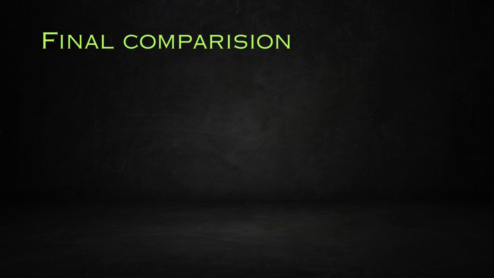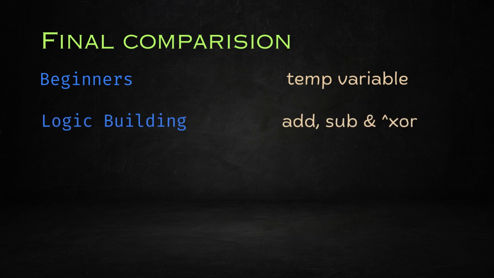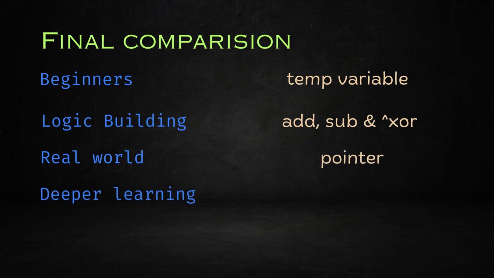So which method should you use? For beginners, using a temporary variable is the best. For logic building, addition, subtraction, and XOR methods are useful. For real-world C programming, pointer-based swapping is very important. For deeper understanding of functions, return-based swapping is helpful. Different situations require different logics.